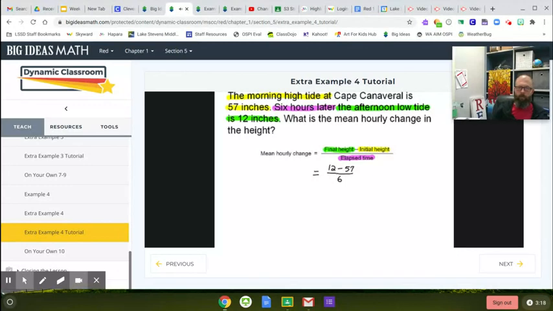So you are left with negative 45 divided by 6. When we divide integers with different signs, the quotient of the integers is negative. So negative 45 divided by 6 is equal to negative 7 and 5/10. So the mean change in the height of the tide is negative 7 and 5/10 inches per hour.